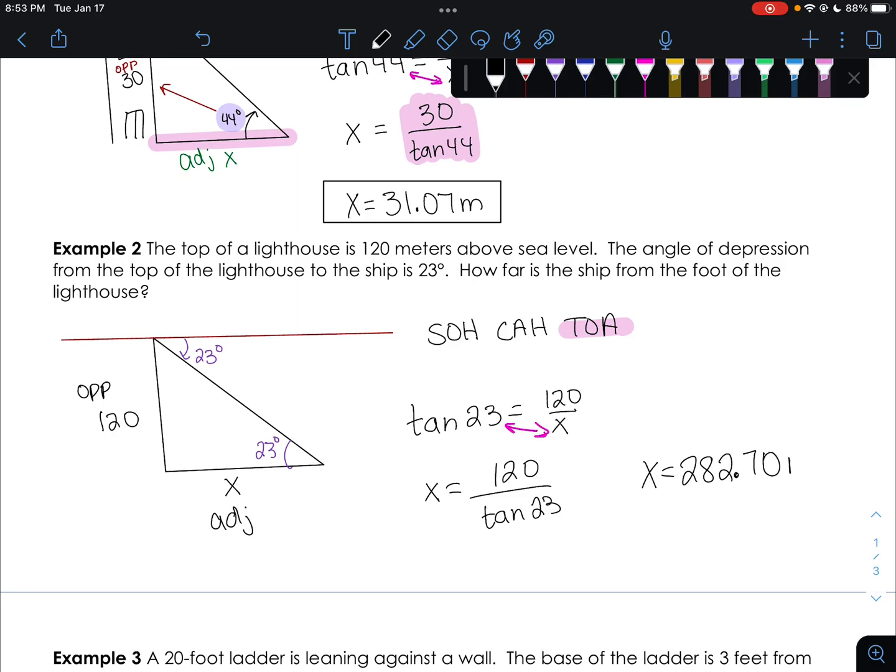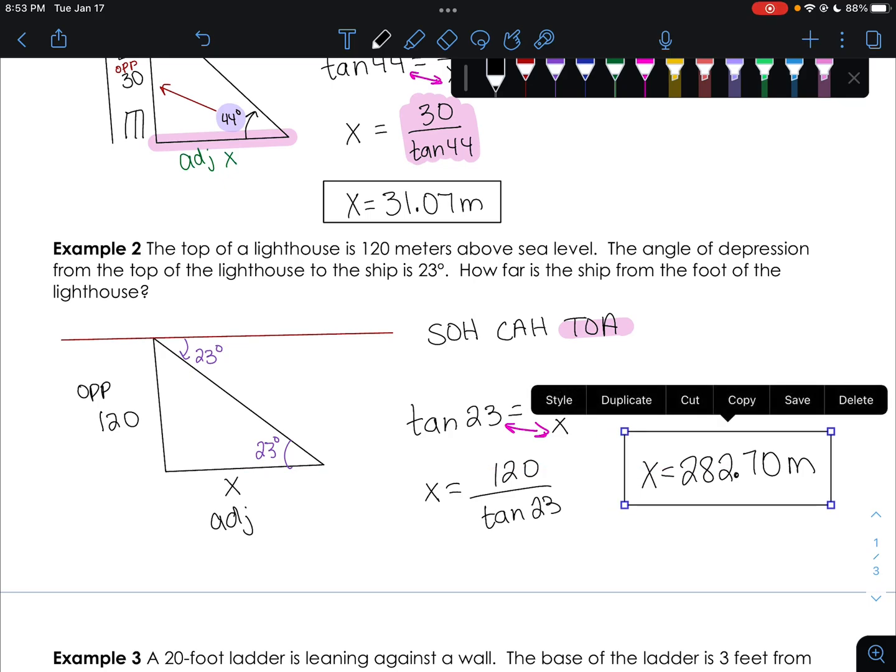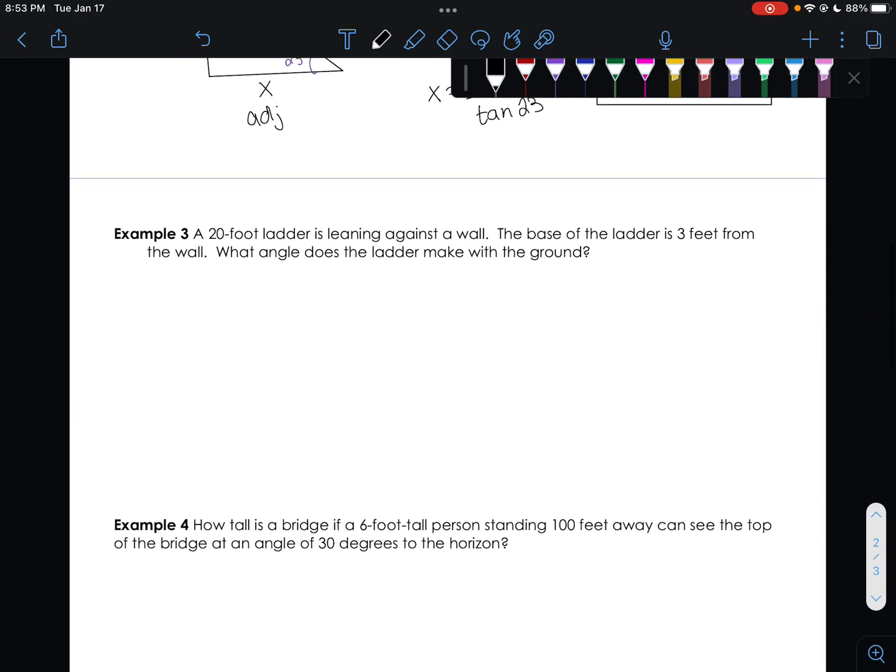And we have meters. Okay, moving on to our next example. A 20-foot ladder is leaning against a wall. The base of the ladder is 3 feet from the wall. What angle does the ladder make with the ground? So make your triangle.